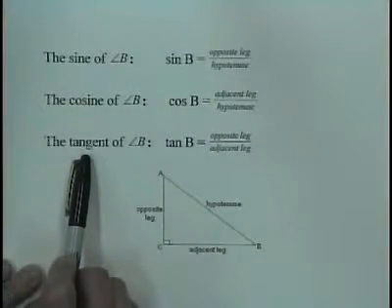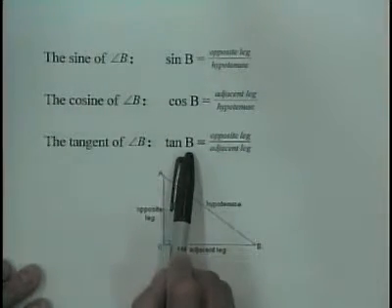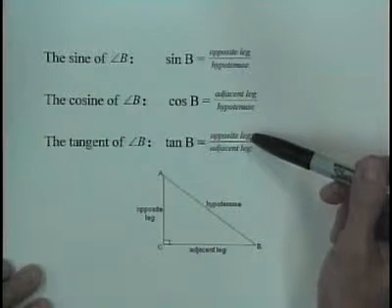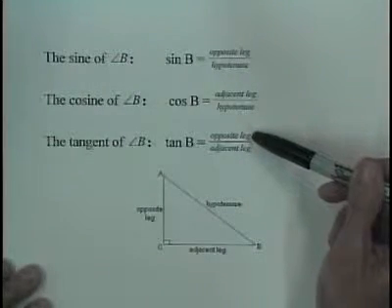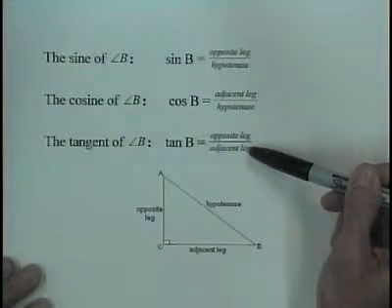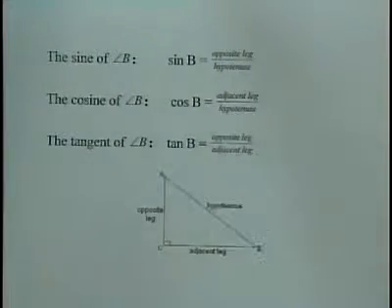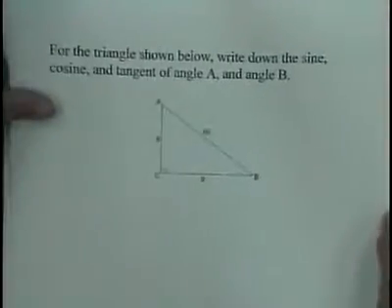The third trigonometric function we're going to work with is called the tangent. The tangent of angle B, written tan of B, is the ratio of the length of the leg opposite B divided by the length of the leg adjacent to B. Well, let's try out these definitions in the following example.